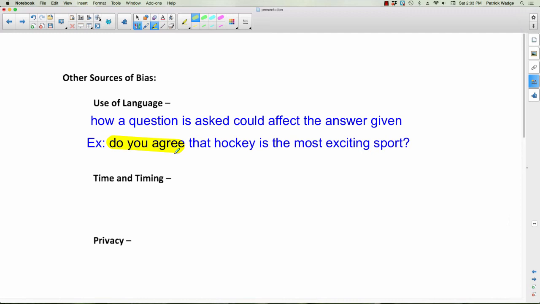Now, you might say, no, I wouldn't do that. But this bias can be very, very subtle. So, you have to make sure you're asking questions that are very neutral. The better question to ask instead of this might be something like, what is the most exciting sport, in your opinion? That's not biased. That's giving people an equal opportunity to answer anything, hockey or otherwise.